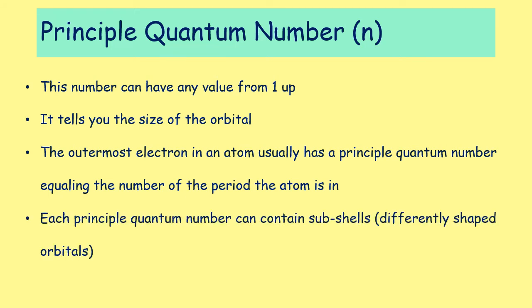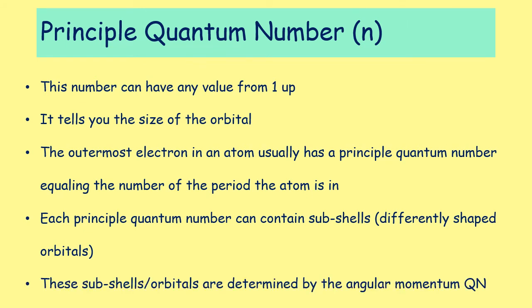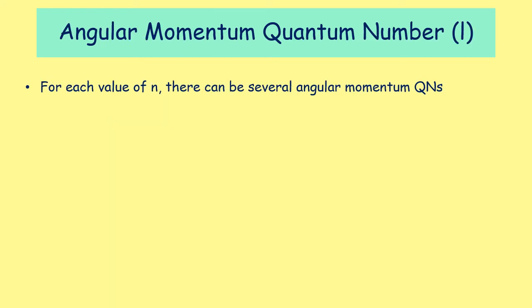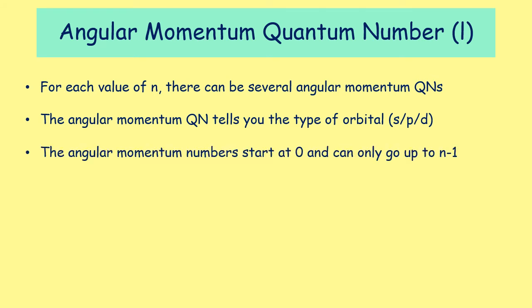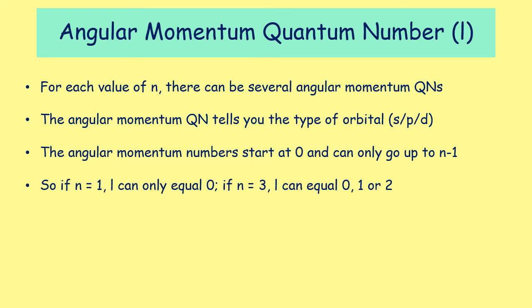And each principal quantum number can contain subshells depending on its size, giving rise to differently shaped orbitals, which is why you need the angular momentum quantum number to tell you these different subshells. So for every value of n, you can have several different angular momentum quantum numbers. And it tells you the type of orbital. So angular momentum numbers start at 0 and can go up to n-1, remembering that n was the principal quantum number. So if you had a principal quantum number of 1, the angular momentum can only equal 0 because n-1 is 0.